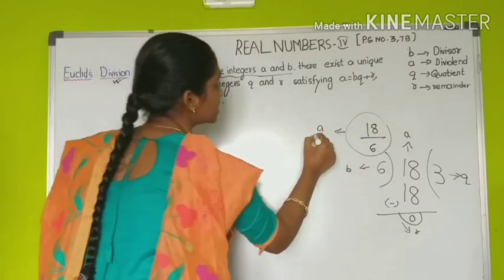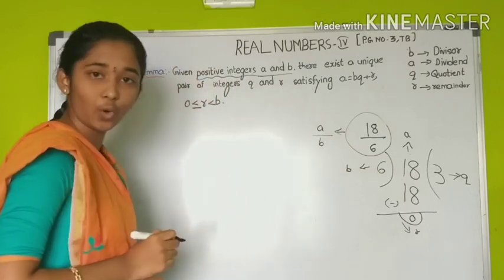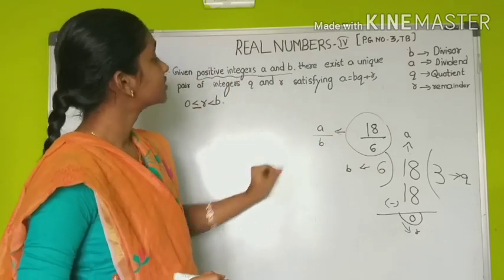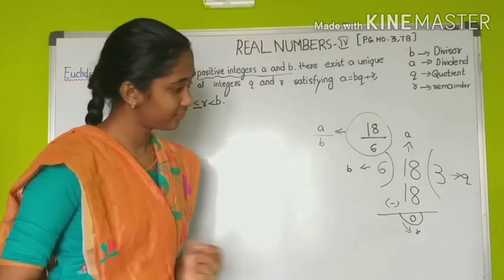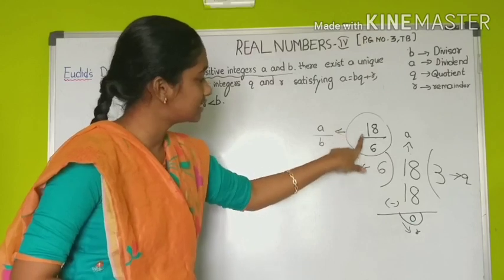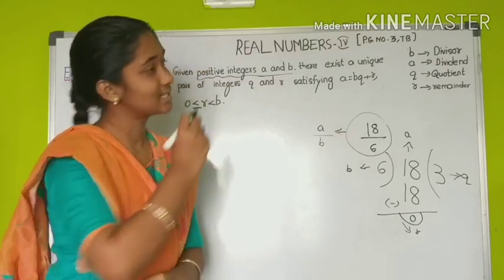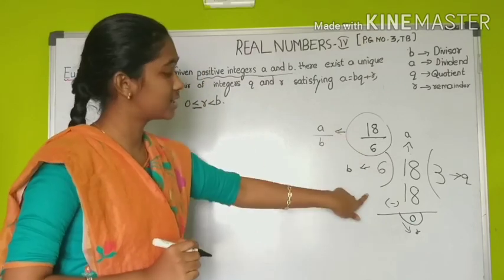So always A by B. The divisional form is always A by B. And they should satisfy the condition A is equal to B into Q plus R. And here we have divided a number A by B, that is 18 by 6. So first we test this condition. Is it applicable to this division?